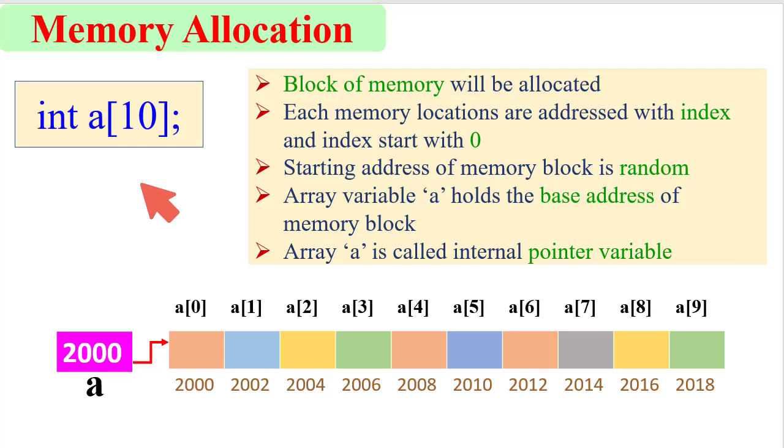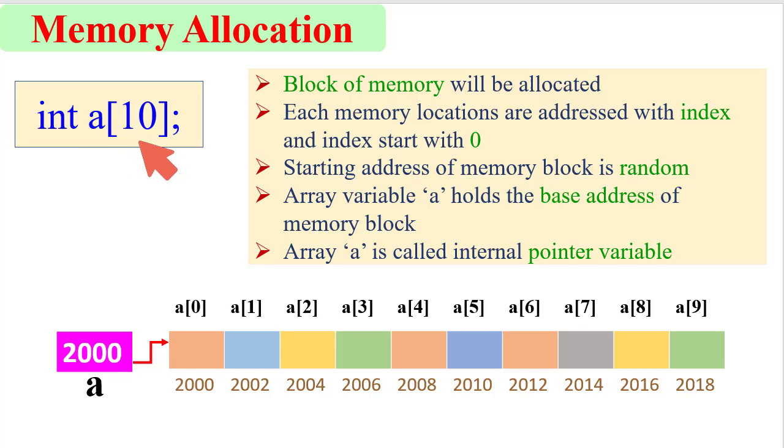Now, how is the memory allocated when an array is defined? Say the array is defined as int a[10]. a is the name of the array, the size is 10, and integer type of data are there. When the array is defined, a memory block will be allocated for this array.